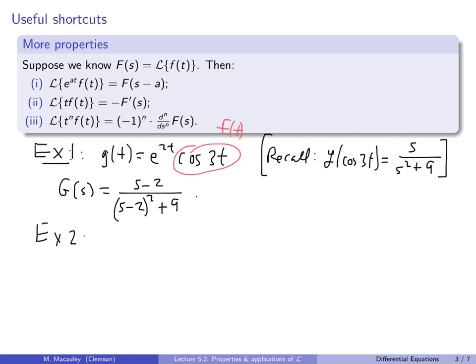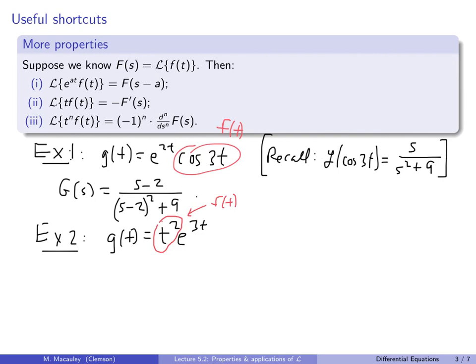This is example 2, and let's suppose that g of t is t squared times e to the 3t. So now notice we can use either one of these formulas. We can use this first one. Let's use the first one again. Let's let f of t be t squared. So let's call this f of t.